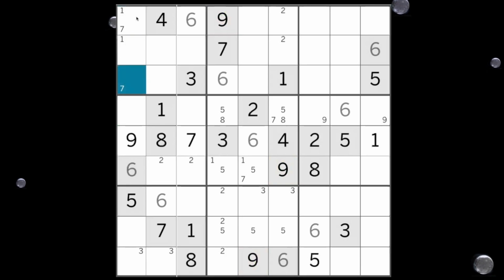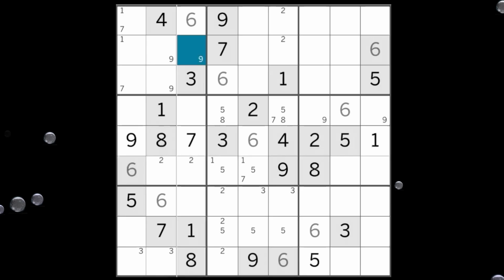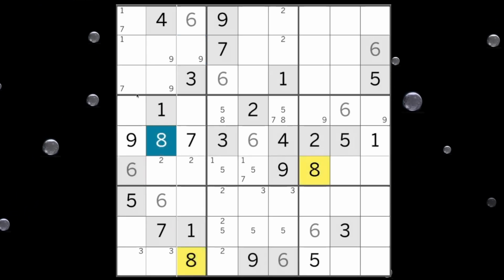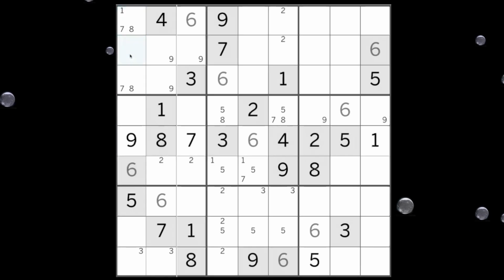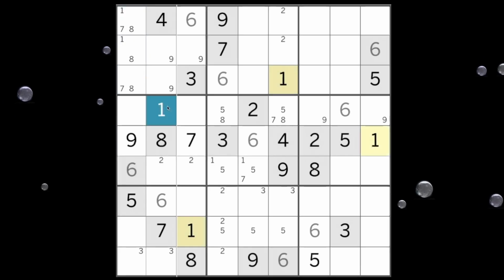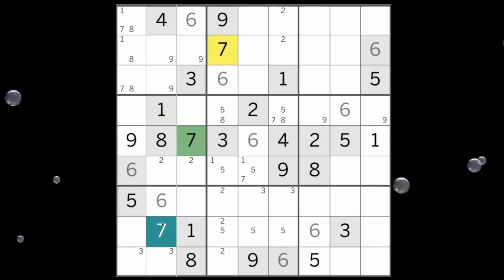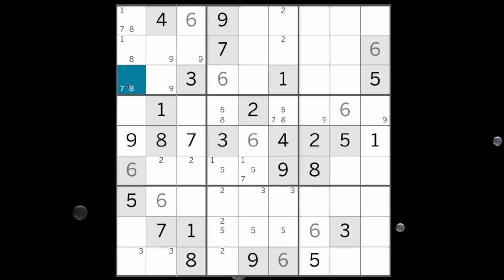This 9 keeps it from being in the left, so 9 has to be one of those 3. We have 2 8s here, which puts 8s in the side there. Matter of fact, these 3 is a 1, 7, and 8 because we have 2 1s, 2 7s, and 2 8s. So these is a 1, 7, 8, some combo.